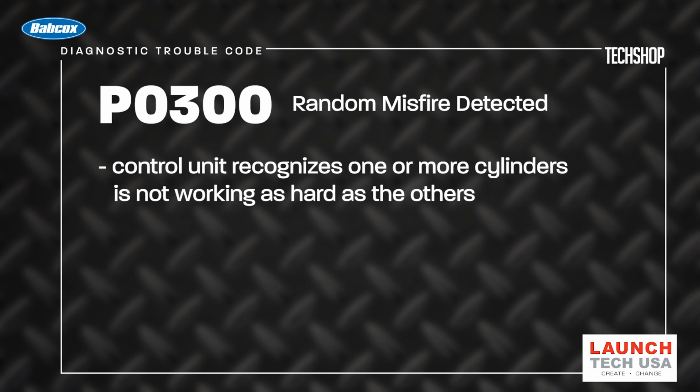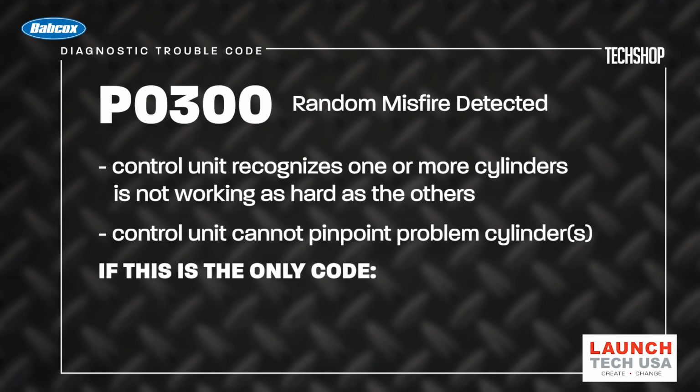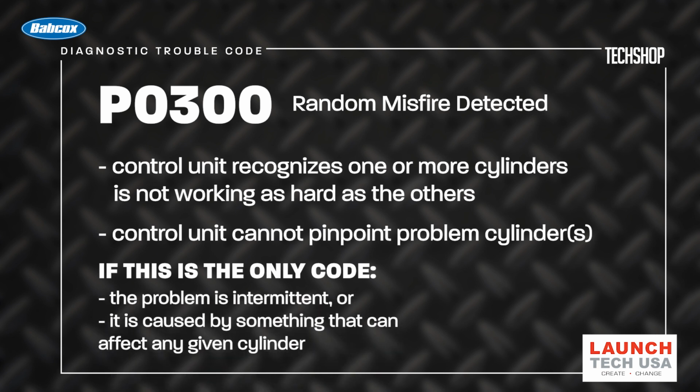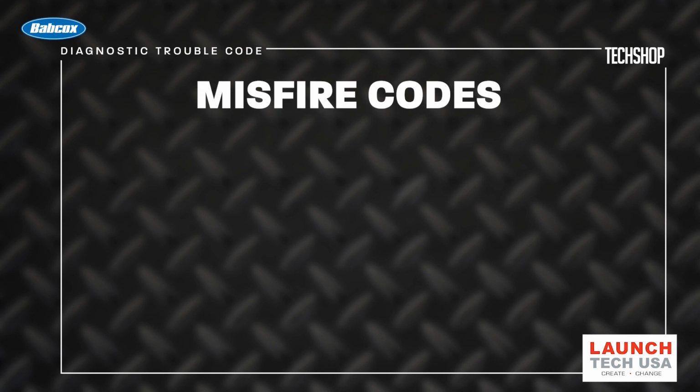P0300 indicates random misfire, meaning that the control unit has not been able to pinpoint the exact cylinder or cylinders that is causing the problem, and if this is the only code, it generally indicates one of two things: that the problem is in fact intermittent, or it is caused by something that has the ability to affect any one of the cylinders.